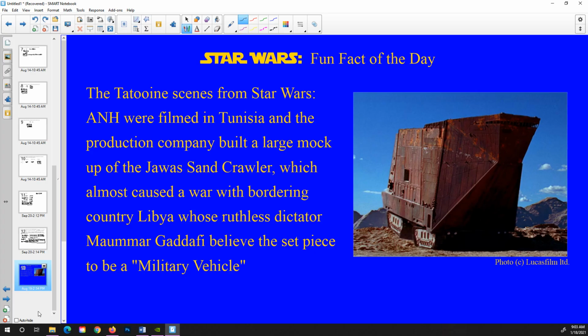The Star Wars fun fact of the day. The Tatooine scenes from Star Wars A New Hope were filmed in Tunisia, and the production company built a large mock-up of the Jawa sandcrawler, which I have shown in this picture here, which almost caused a war with neighboring country Libya, whose ruthless dictator, Muammar Gaddafi, believed that the set piece was a military vehicle, even though it was just a prop.